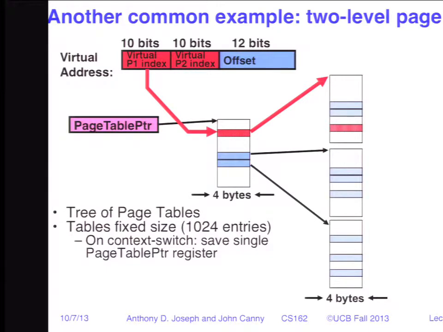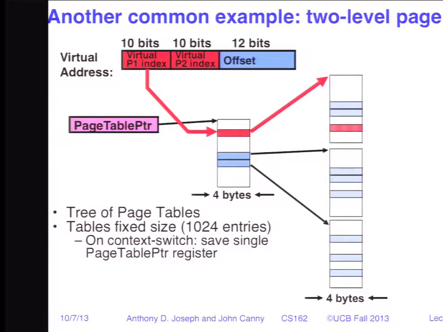All right, so now our tables are fixed size. They have 1024 entries each. You could have probably figured that out on your own looking at this. What's the size of a page? How many bits are used for indexing into a page? 12, okay. What's 2 to the 12? Sounds like a good exam question. 4,096, okay. What's 4,096 divided by a 4-byte page table entry? 1,024. So that's the size of these tables, 1,024 entries.